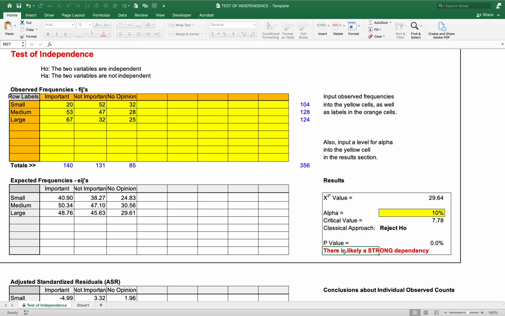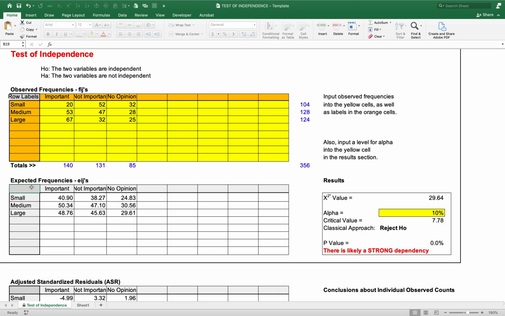Anything under 1% would be a likely strong dependency. And then between 1 and 5%, it would be a significant relationship, so a likely dependency. And then between 5 and 10%, a possible dependency. And then above that, it's unlikely that there is a relationship or a dependency. So that's what we've got.